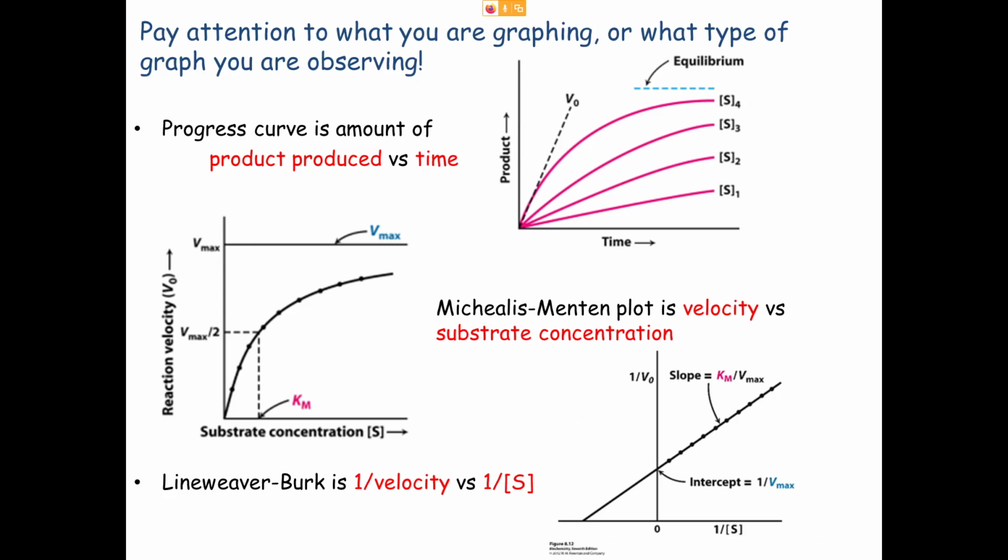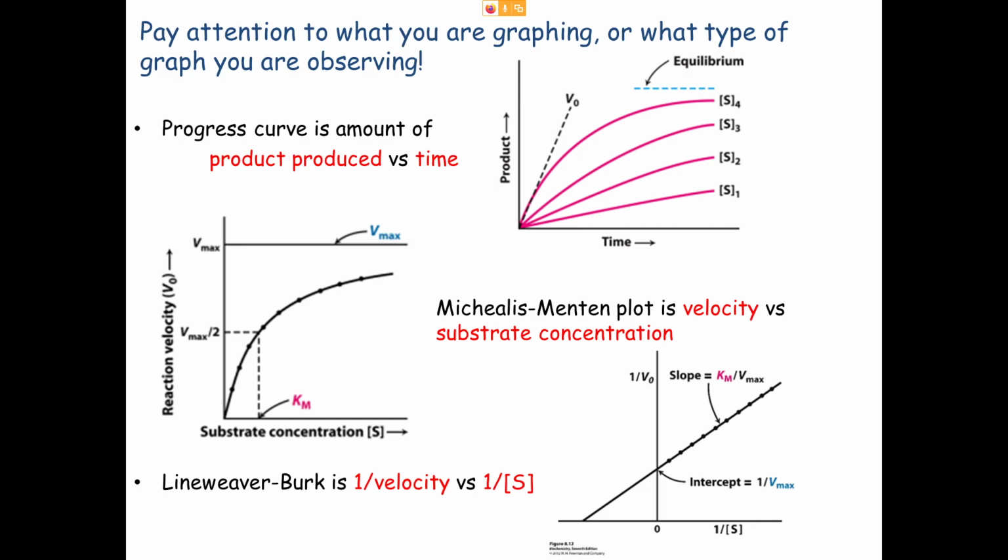And so we looked at a lot of graphs so far. Let's recap a few of these that we looked at, so pay attention to what you're looking at. Here are 3 graphs that I've shown you so far. If you look at the very top one, it's time and product, right? So product concentration versus time. This is a progression curve. As time proceeds, we make more product.